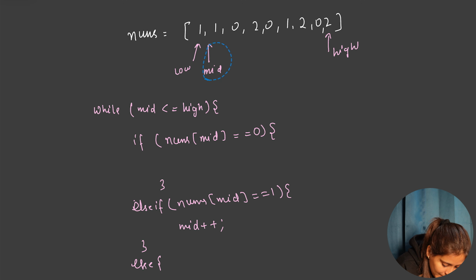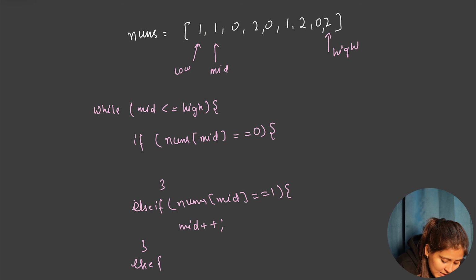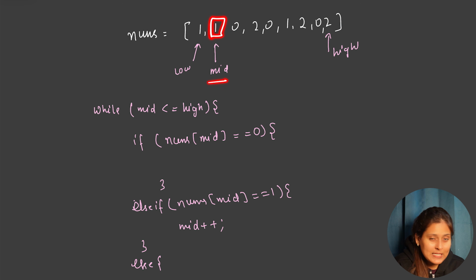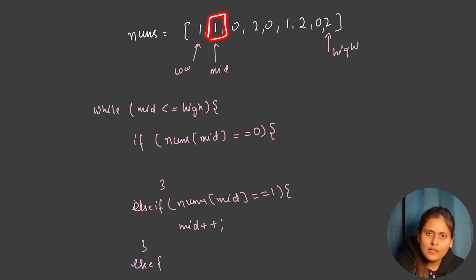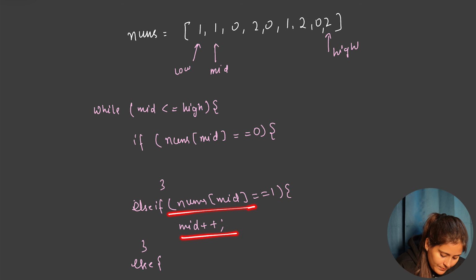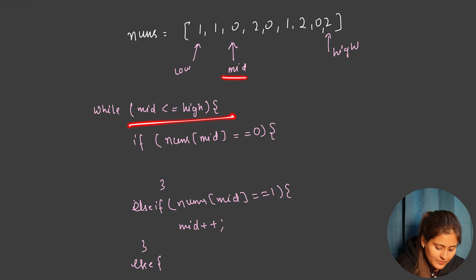Let's see what happens. Again mid will say, am I less than high? Yes, I am less than high. Then mid will say, hey, what is my value? Is it 0? If it is 0, I will give it to low. If it is 2, I will give it to high. And if it is 1, I will keep it with myself. So mid got 1, so again it will keep it with itself. Again mid will increment to another position, mid plus plus. So now it is pointing to 0. Again the while condition checks and it passes.